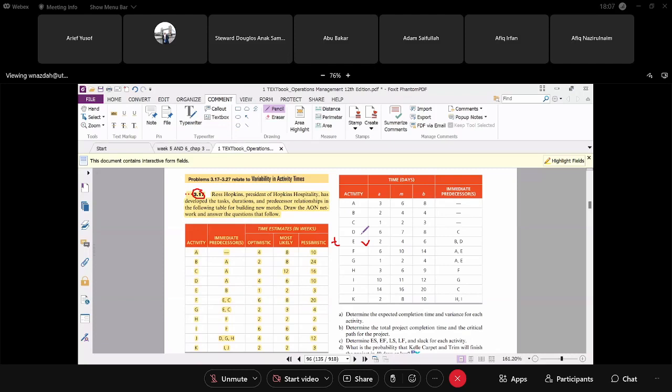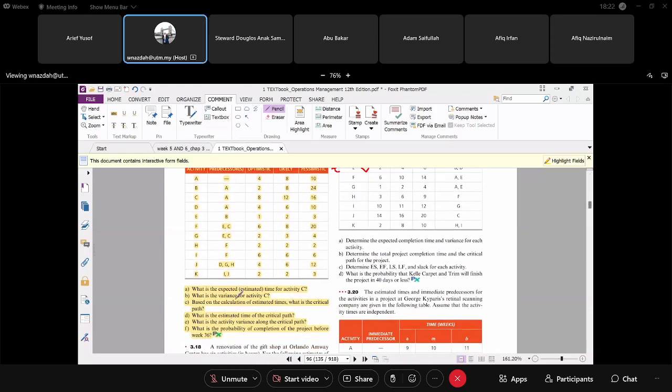Alright, so can you calculate? Can you complete question number 17? For question 17, you may complete A, B, C, D, and E. I will explain how to get the answer for F. So can you do it now? What is the expected estimated time for C? What is the answer for A?